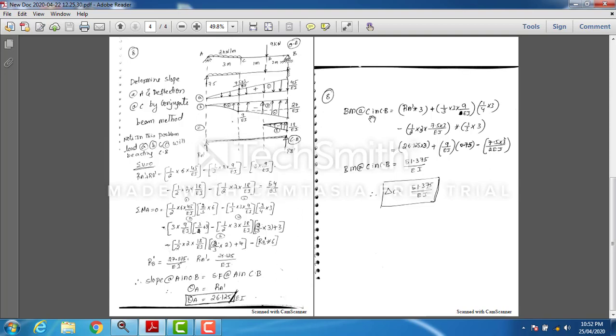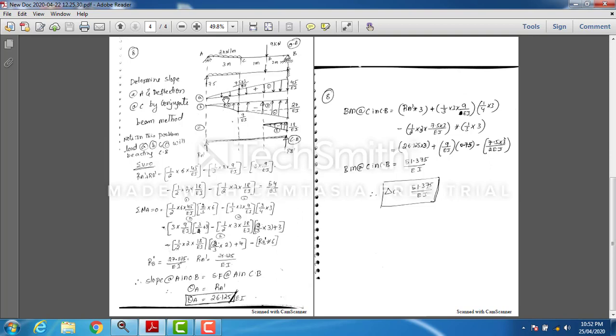So the bending moment at C in the conjugate beam is equal to RA dash into 3. I'm taking the bending moment at C, so clockwise is positive. Next, half into 1/3, coming to this area, so 1/3 into 3 into 9 by EI about C. So it is 1/4 of 3. If we're taking about A, it is 3/4 of L. If we're taking about C, it is 1/4 of L. So 1/4 of L means 1/4 of 3. It will also go in the clockwise direction about C. You can see the arrow mark here.